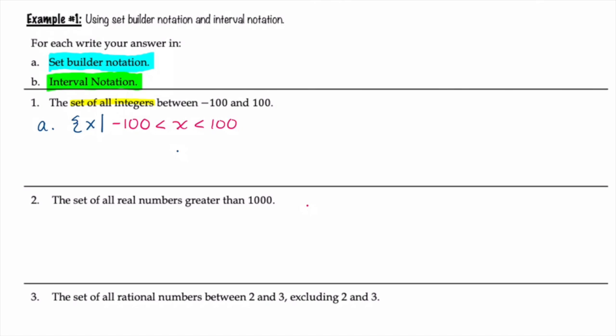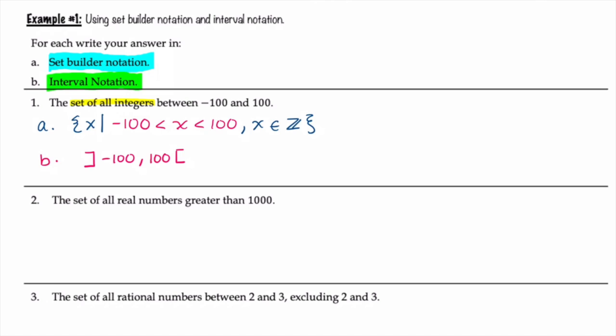We're going to add a comma, and we're going to specify the set that we are dealing with. In this case, they said the set of all integers. So I'm going to say x is an element of the set of integers, curly brace. For part B, we have to write this using interval notation. So we're going to start with backwards bracket, negative 100 because that's not included. And we're going to go all the way to 100 and that value is also not included.